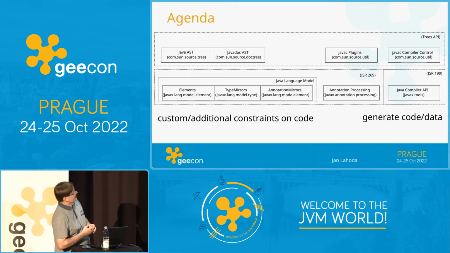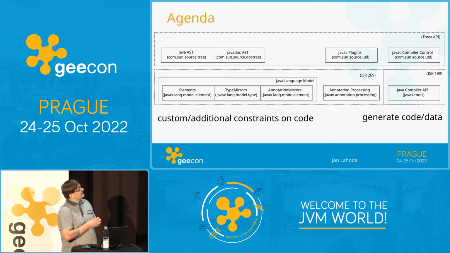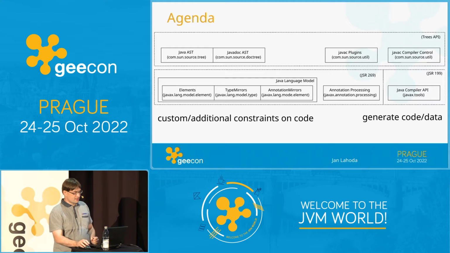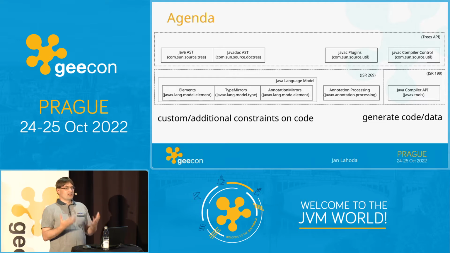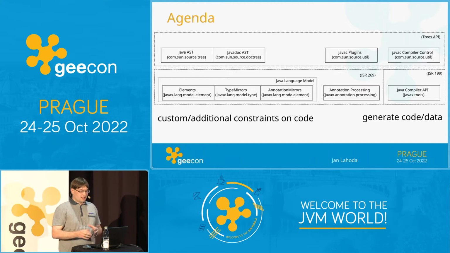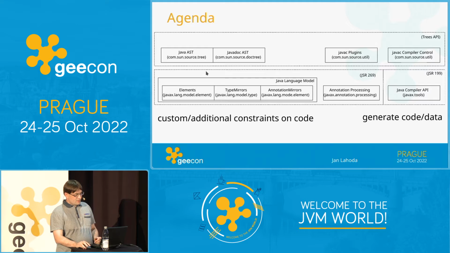So this terribly big slide is an overview of the APIs that we have in the JDK for this purpose. Here at the bottom part are standard APIs that every Java compiler should implement. There are several of these APIs. We have the model for the Java language, models that model things like types, classes, methods, and so on. That is the language model here.